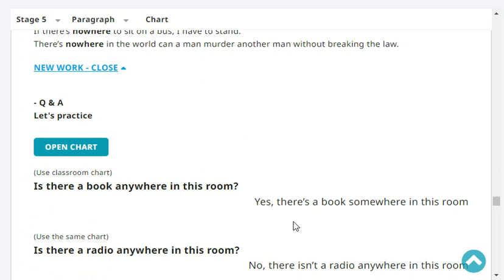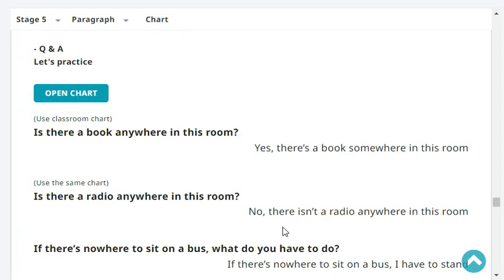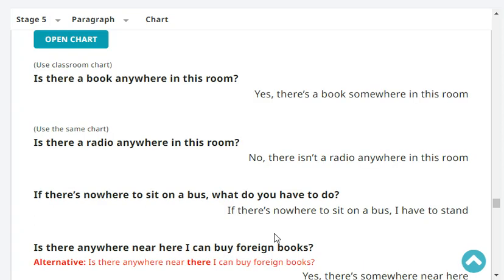Yes, there's a book somewhere in that room. Is there a radio anywhere in this room? No, there isn't a radio anywhere in that room.